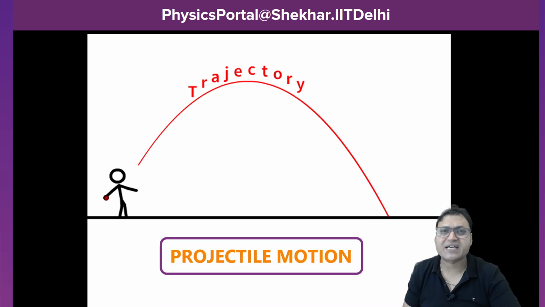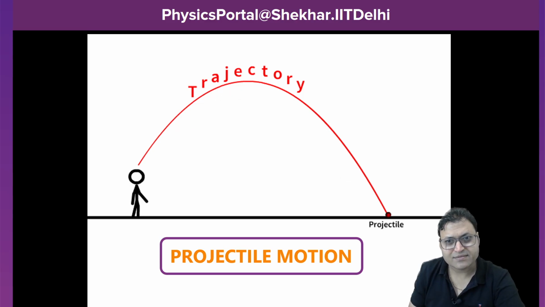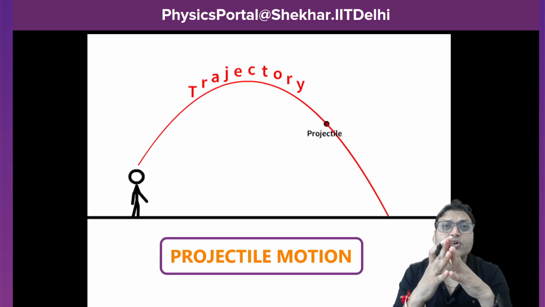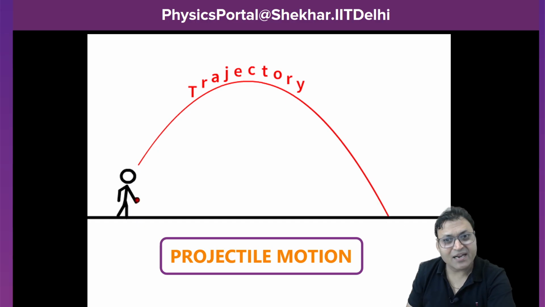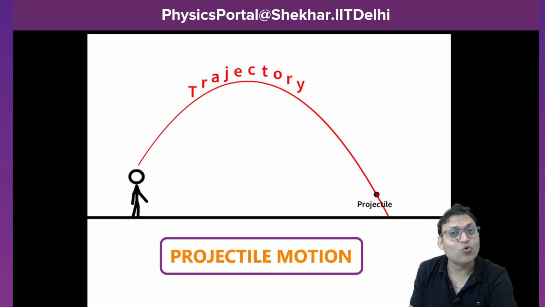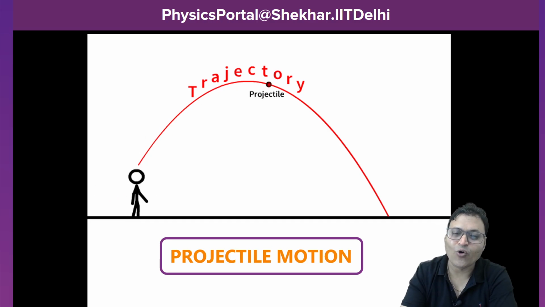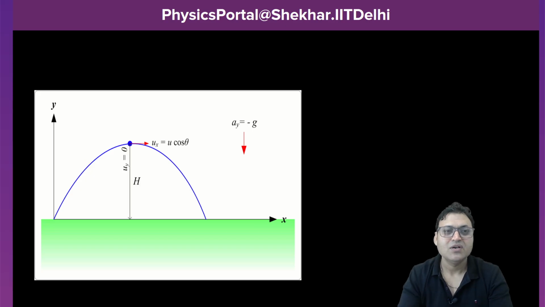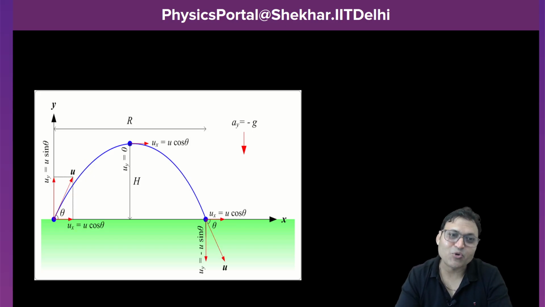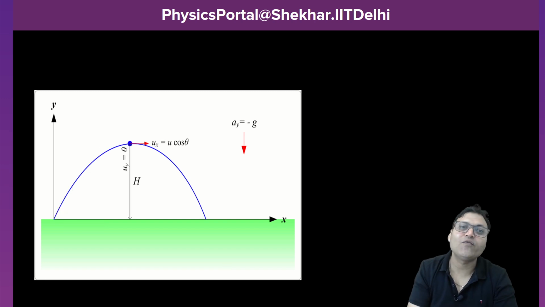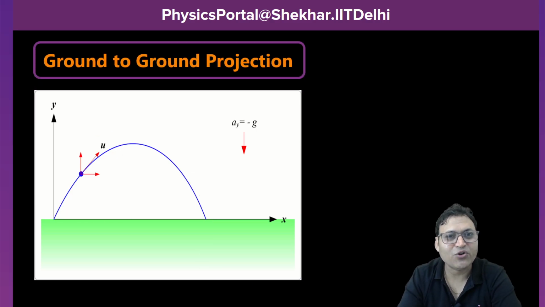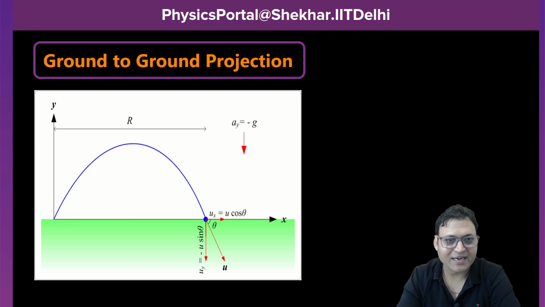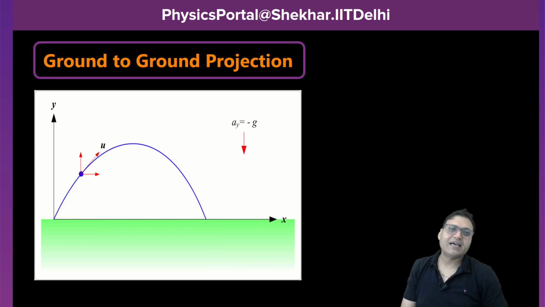To analyze the projectile motion, we know that two mutually perpendicular vectors are always independent of each other. So similarly, the motion in two perpendicular directions will also be independent of each other. So analyzing the projectile motion is done by resolving this entire motion in two perpendicular directions, one horizontal and another vertical. We are going to talk about the ground to ground projection.